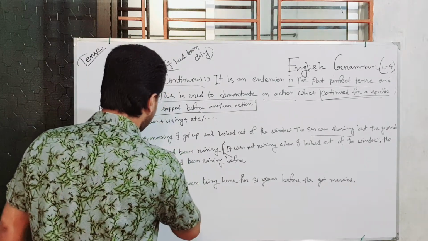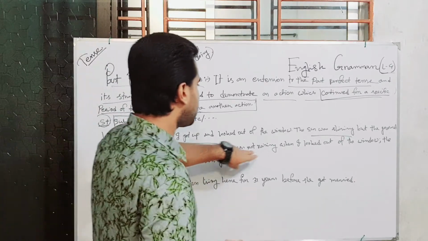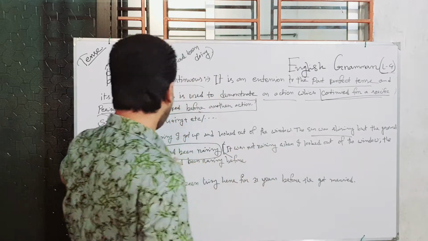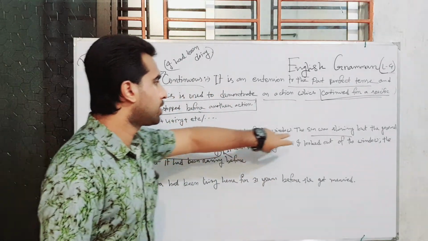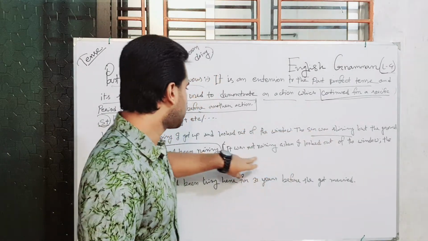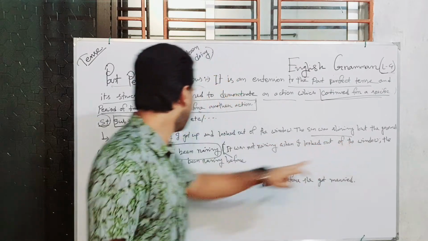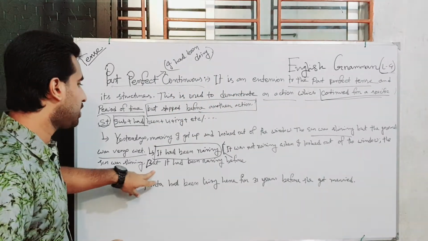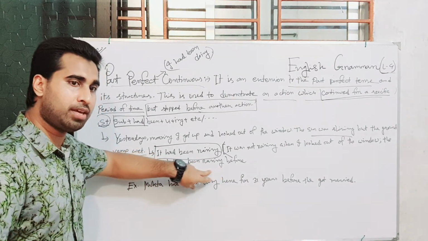That means it had been raining. It was not raining when I looked out of the window, but it had been raining. When I looked out of the window, the sun was shining, so it was not raining at that time. The sun was shining, but it had been raining before.